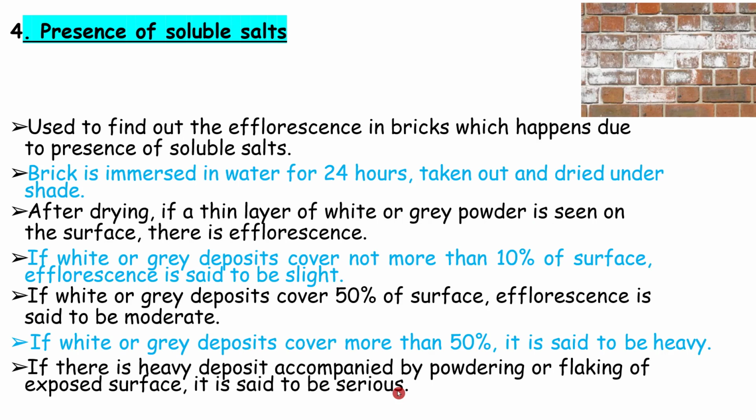Next is the presence of soluble salt. You can see here some white powdered salt present on the surface of the brick. This should be avoided. This test is used to find the efflorescence in bricks, which happens due to the presence of soluble salt. The brick is immersed in water for 24 hours, taken out and dried in the shade. After drying, if a thin layer of white or grey powder is seen on the surface, this is called efflorescence.